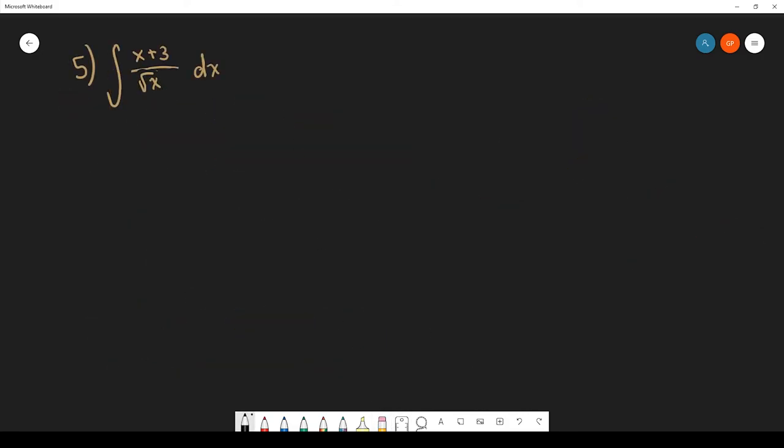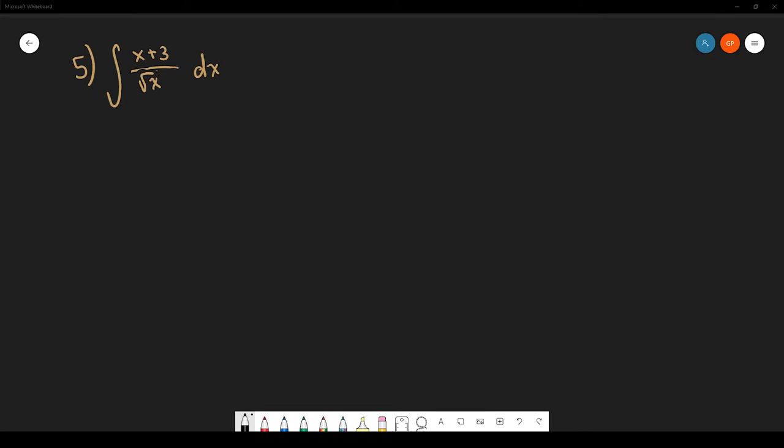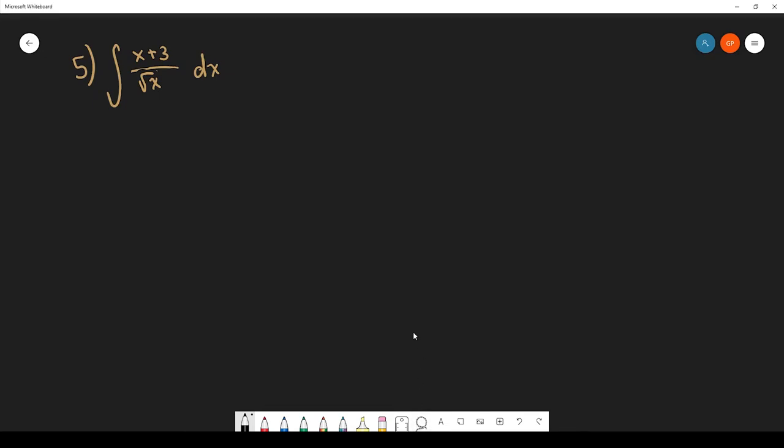So this is another kind of problem you guys might encounter while doing antiderivatives: a fraction where there is addition or subtraction in the numerator. Now, in order to solve this, we're going to do what we did in the previous problem, and we're going to separate it into multiple integrals. But before we do that, I want to convert the square root of x to powers because it's going to be easier to work with.